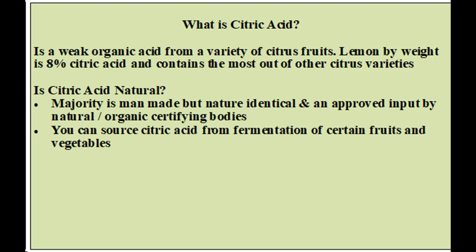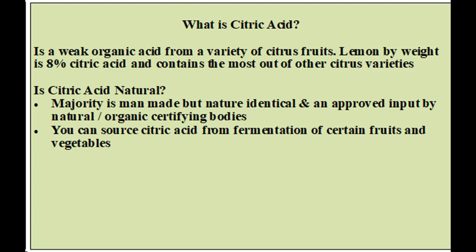But you can actually source citric acid that's from fermented fruits and vegetables. I source my citric acid from a local supplier, and it's actually fermented from corn. So it's just a personal preference which one you're fine with using. Me personally, I'm fine using the fermented citric acid from corn. You just source whatever you're comfortable with, but I'm just giving a general overview of the two types of citric acid you can obtain from the market.